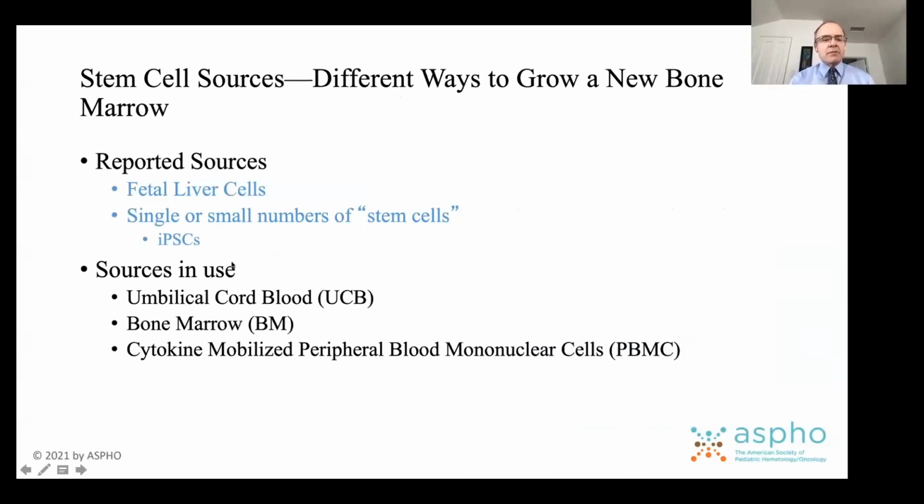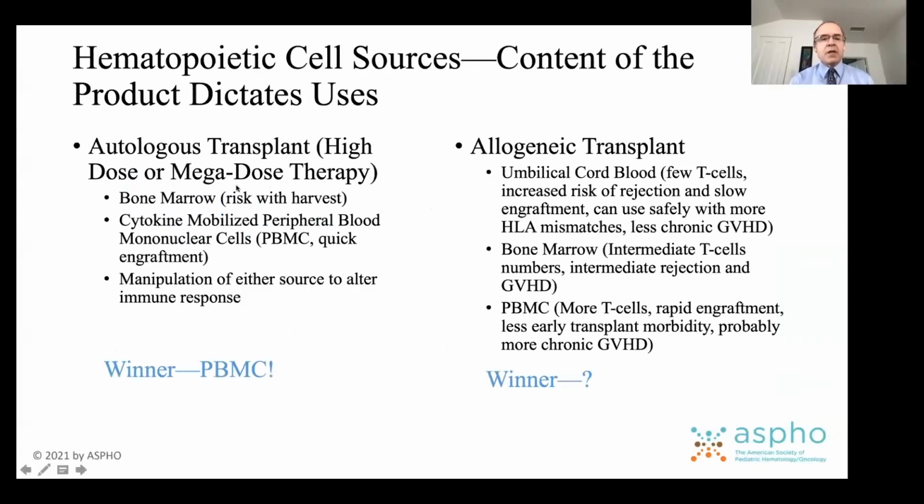Now, I'm going to focus in. There are some cells that we may be talking about in the future, such as expanded iPSCs. But really, let's talk in more detail about our 3 workhorses for transplantation, and that's cord blood, bone marrow, and peripheral blood stem cells.